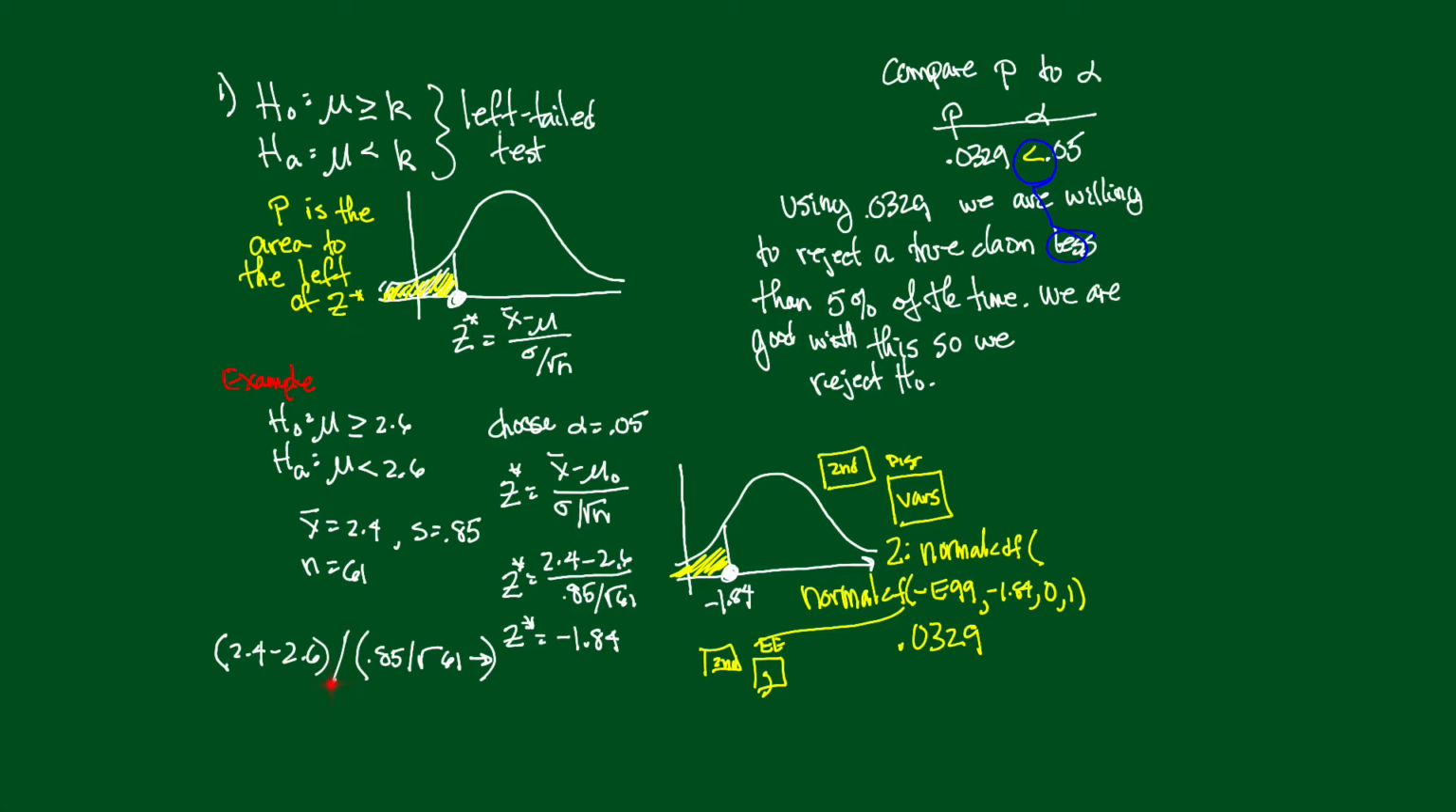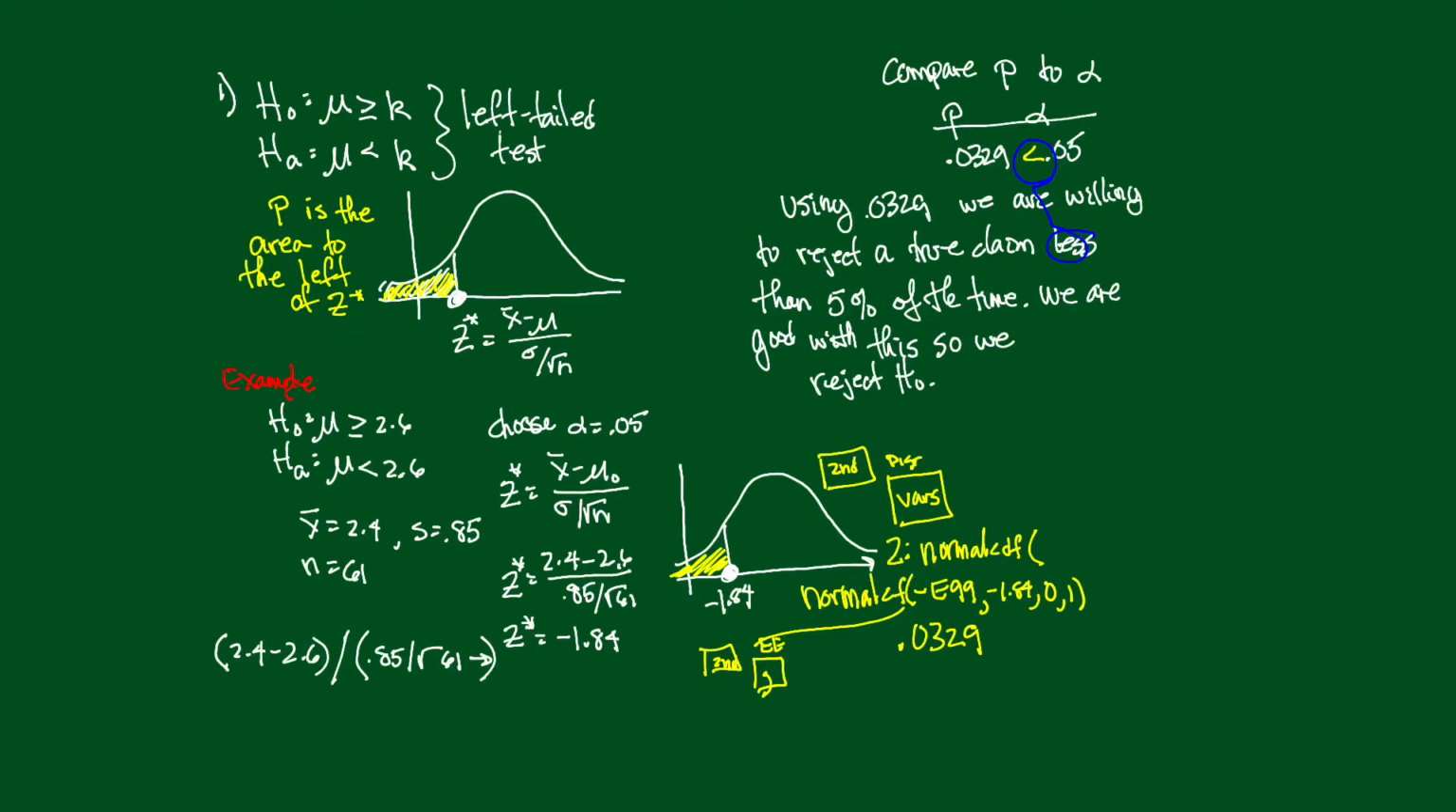Press the divide key. Now you have an operation in the bottom, so open it up with the parentheses. 0.85. Press the divide. Now you have to press second x squared to get the square root key on the very left column. And then type in 61, and then use your arrow key to get out of the square root. Then type another parentheses. And when you do that and press enter, you come up with about negative 1.84. Now let's get the p-value.